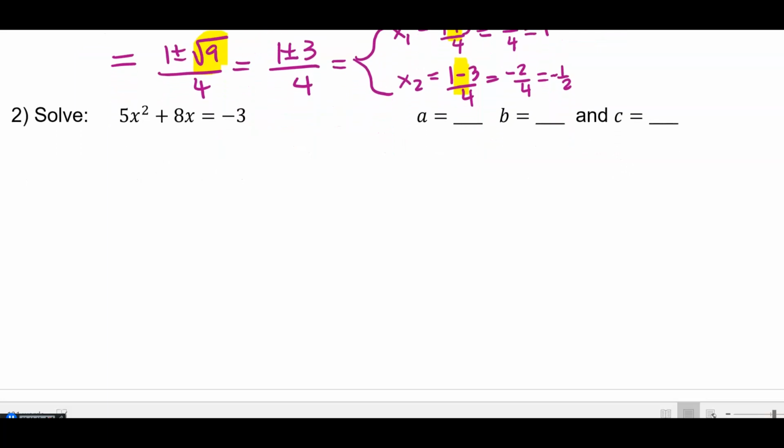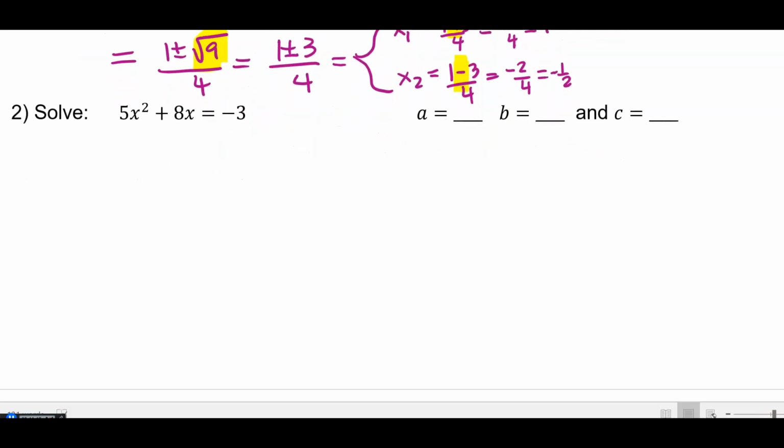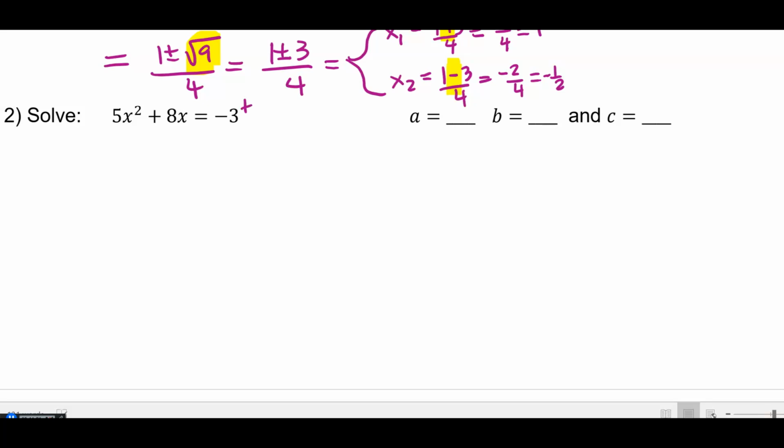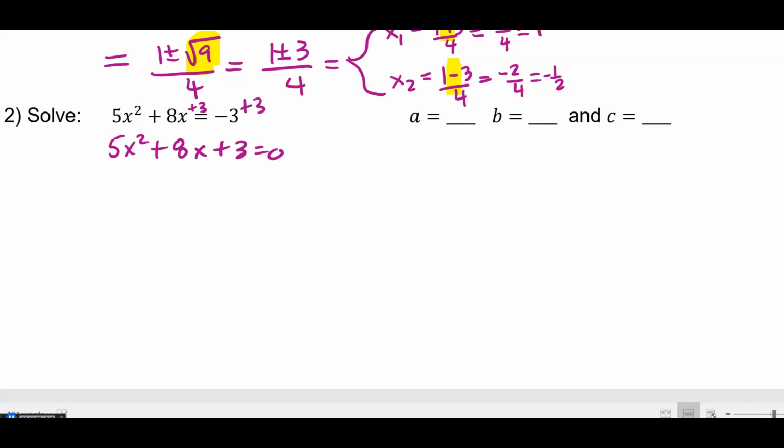All right, let's practice on number 2. It's probably best if you go ahead and attempt it first, pause the video, and then play it back. So hopefully you completed the problem. You added 3 first. Hopefully we have 5x squared plus 8x plus 3 equals 0. So A is 5, B is 8, and C is 3.